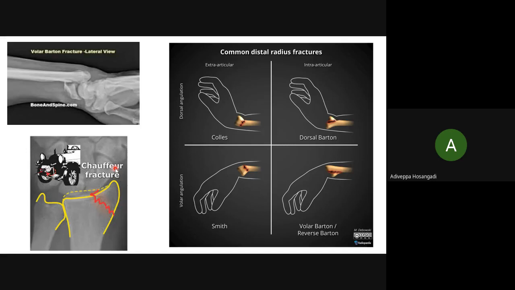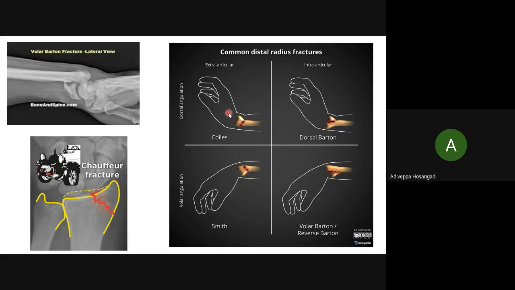So I wanted to tell you about distal end radius fractures. There are so many named fractures, but there is not much confusion. Please remember the common distal radius fractures. Extraarticular, these two: Colles is dorsal displacement, Smith is volar displacement. Remember Colles, very easy.